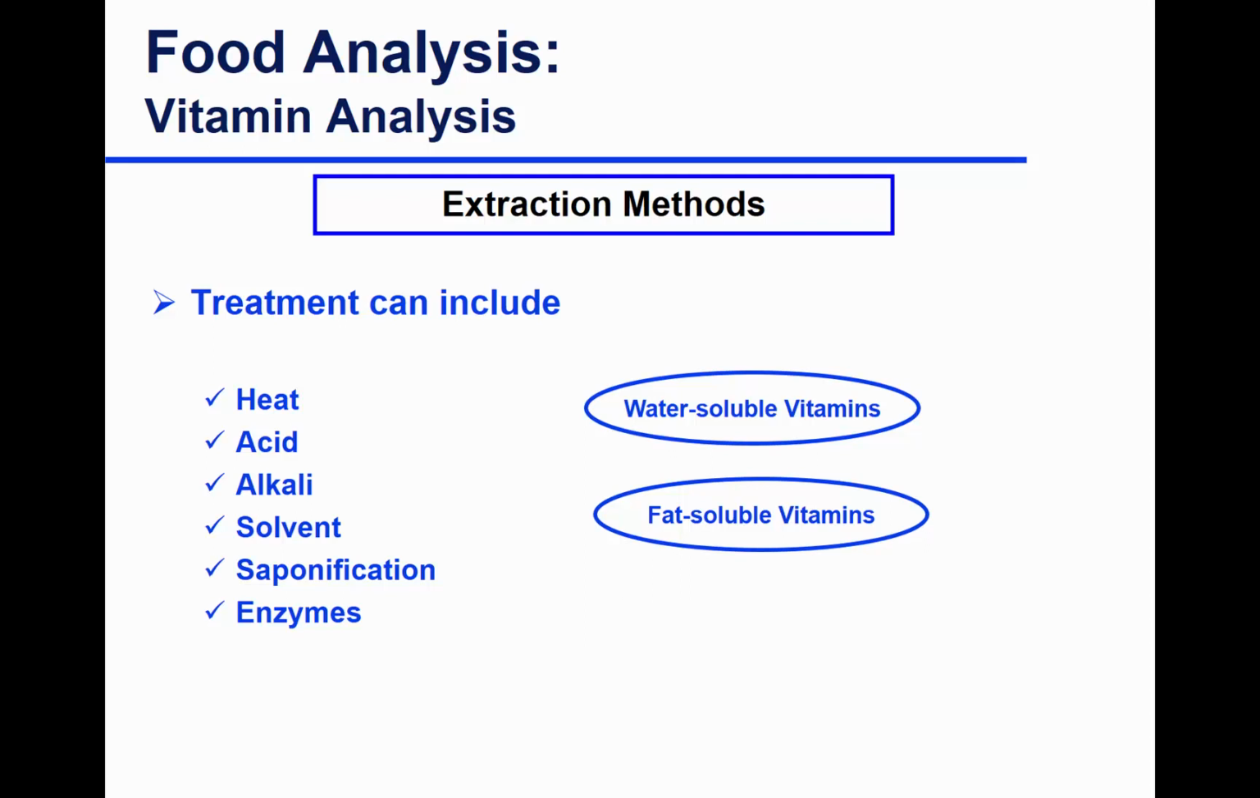Enzymes sometimes are used, and I'll talk about how they're used for folate, for example, because folate or folic acid can be bound to proteins and starches, and is also conjugated with glutamic acid. So in order for it to be analyzed, they use a tri-enzyme kit where they put protease, alpha amylase, and conjugase to release that vitamin for analysis.